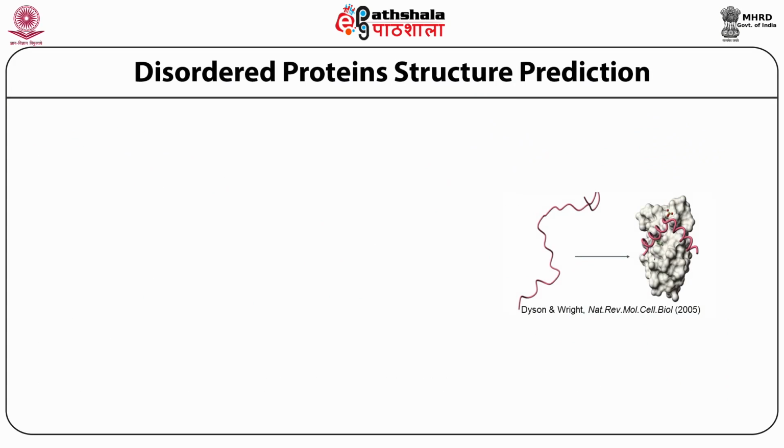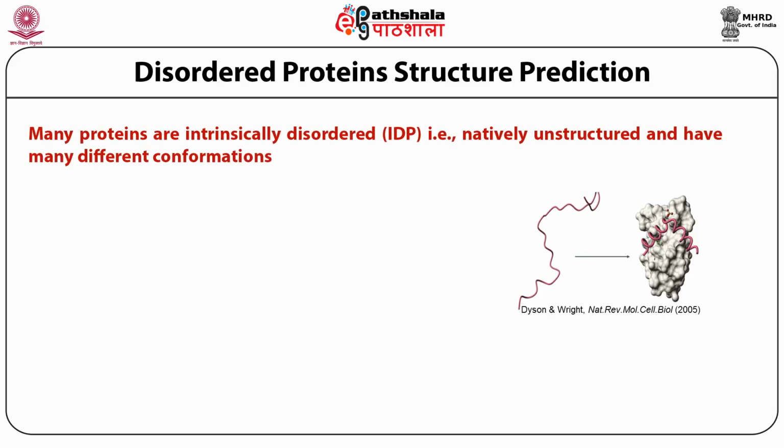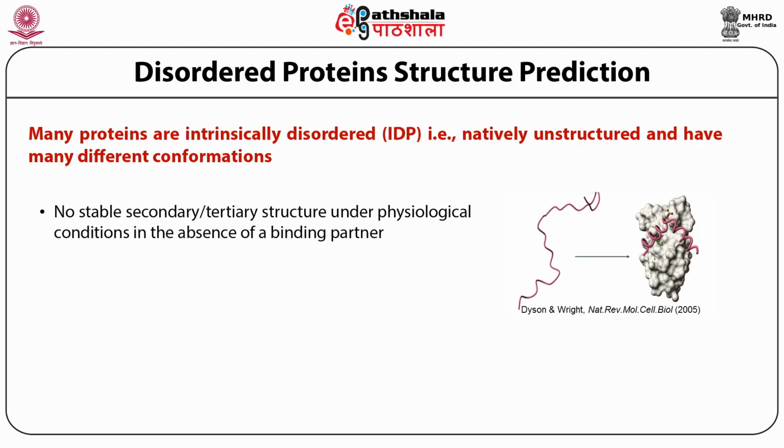In contrast to predicting the folded state of protein structure, prediction of intrinsically disordered proteins is a challenging task. The intrinsically disordered proteins are natively unstructured and have many different conformations. That is, they don't possess a stable secondary or tertiary structure under physiological conditions until they bind to a specific binding partner. Even so, the disordered proteins lack stable structure.